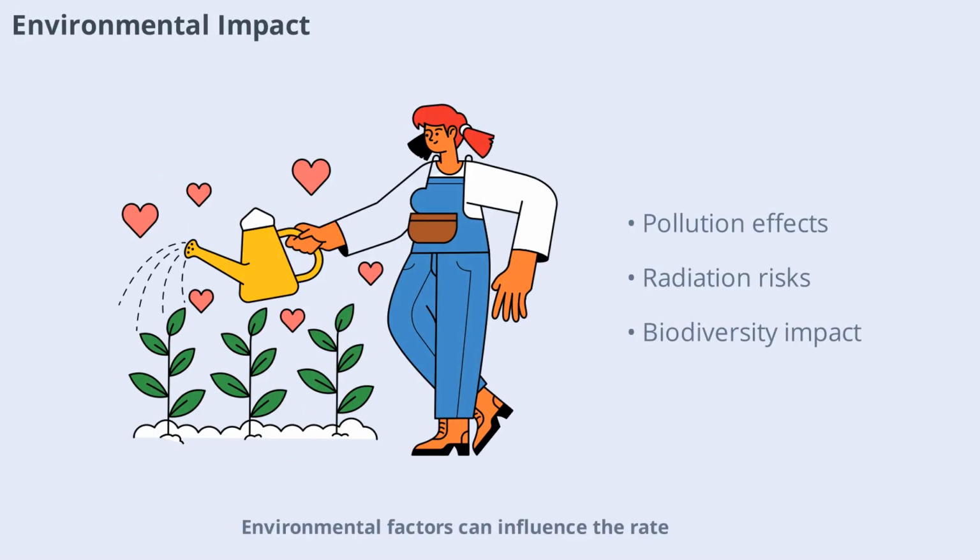Environmental factors can influence the rate and type of mutations in living organisms. Pollution, radiation, and chemicals can increase mutation rates, sometimes leading to negative health effects or loss of biodiversity. Monitoring and managing environmental risks is essential for protecting both human health and ecosystems.